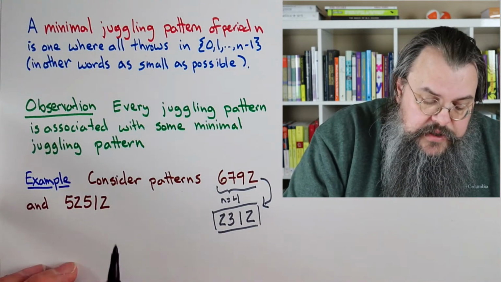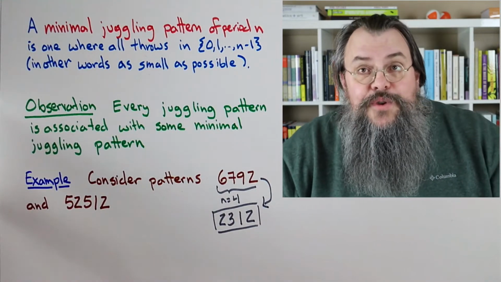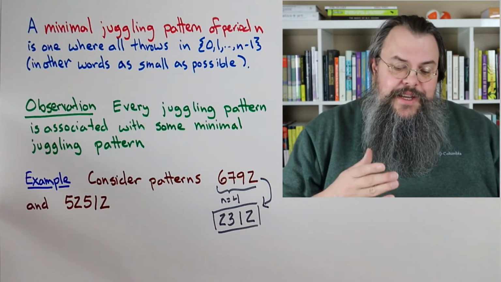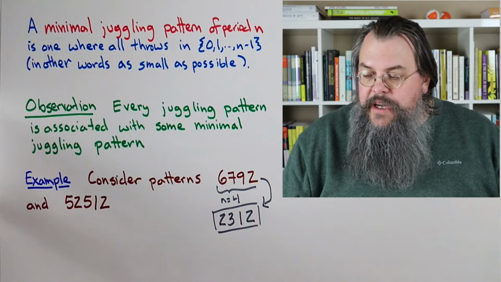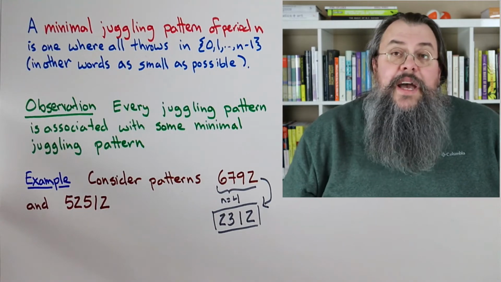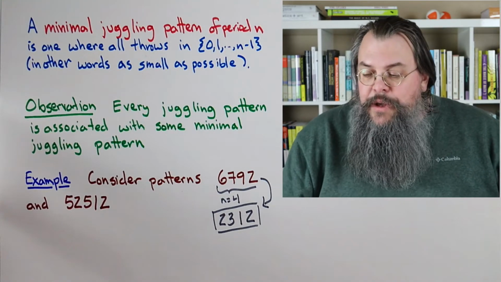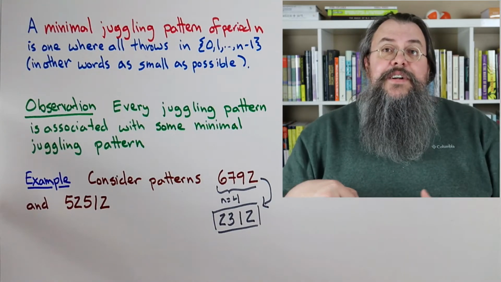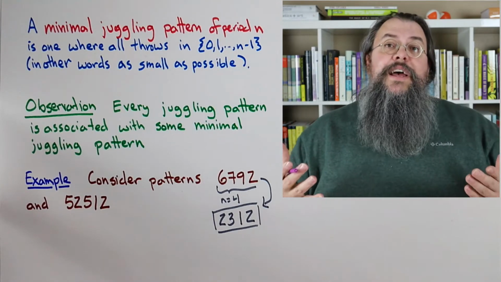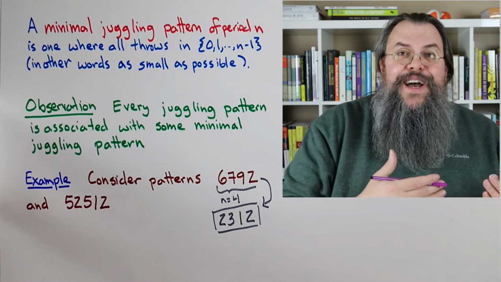All right, well, here's this other pattern, 5, 2, 5, 1, 2. Now, this is a great pattern. This actually shows up a lot as people talk about juggling, because it's one of those patterns that actually gets a name. Most juggling patterns don't have names attached to them anymore. They just have their site swaps. But this one has a name. It's called the baby juggling pattern.